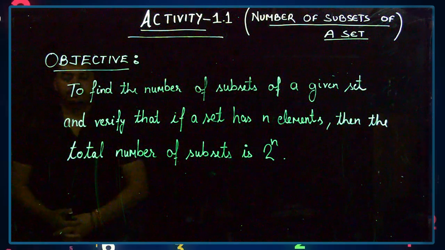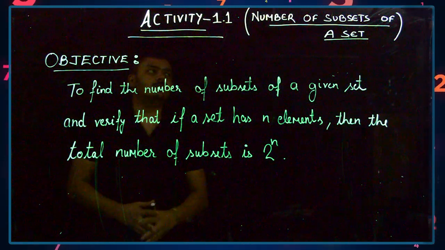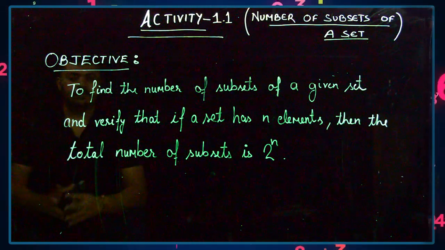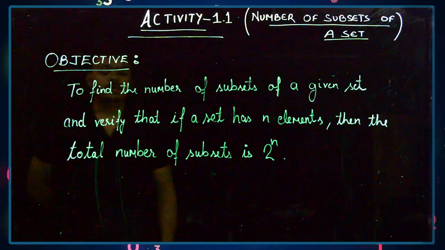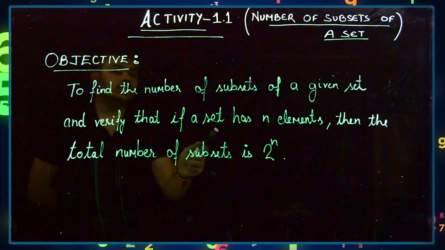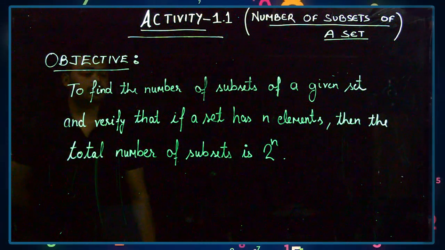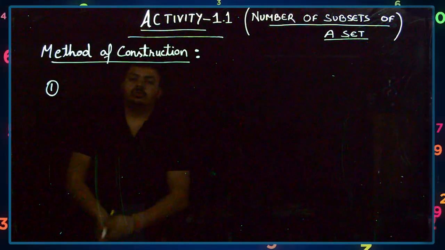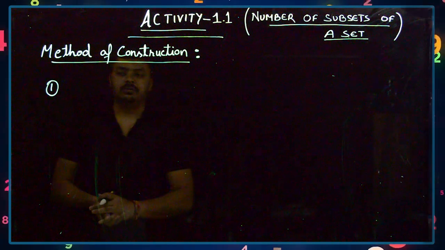So students, now let's start activity 1.1, number of subsets of a set. Our objective of this activity is to find the number of subsets of a given set and verify that if a set has n elements, then the total number of subsets is 2 to the power n. Now let's see the method of construction for the given activity.